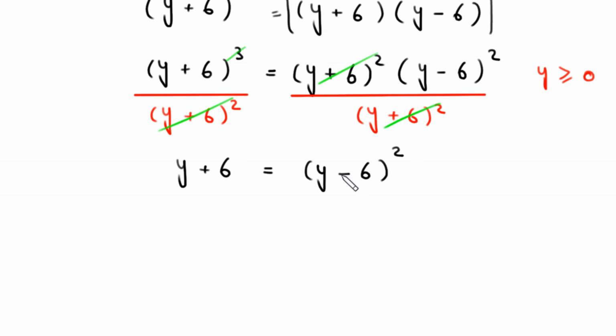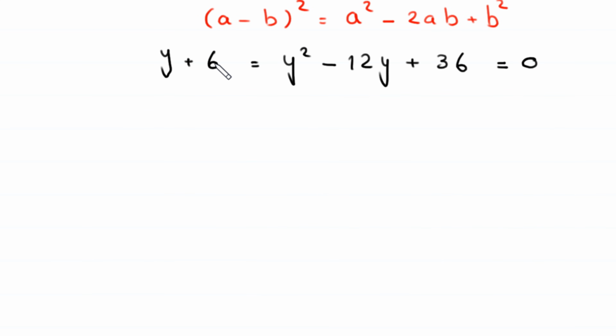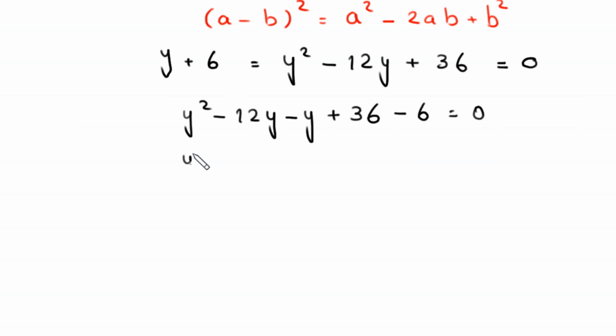Expand this expression using this algebraic identity: a minus b whole squared is equal to a squared minus 2ab plus b squared. So this will become y plus 6 is equal to y squared minus 12 times y plus 36. Move these two terms to the right hand side, then this will become y squared minus 12 times y, this y will become negative y plus 36, and this 6 will become negative 6, equal to 0. Y squared, negative 12 minus 1 will become negative 13 times y, and 36 minus 6 will become plus 30, equal to 0. Now this is a quadratic equation and is factorable.